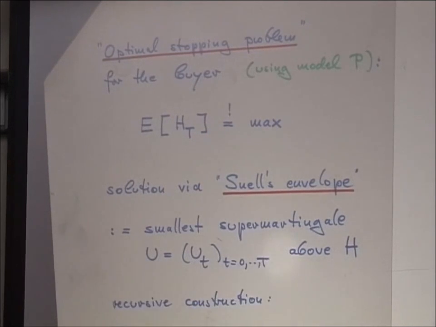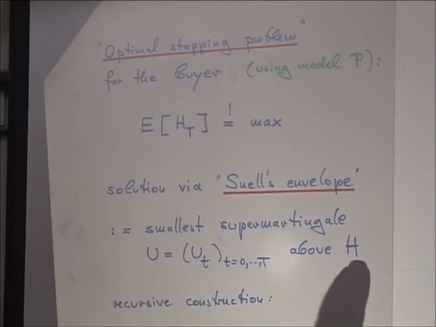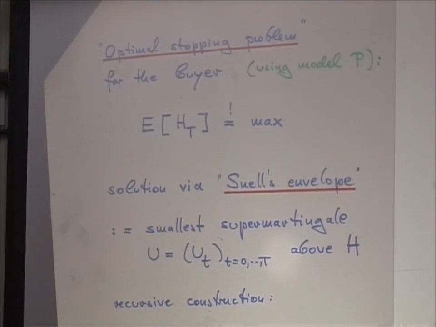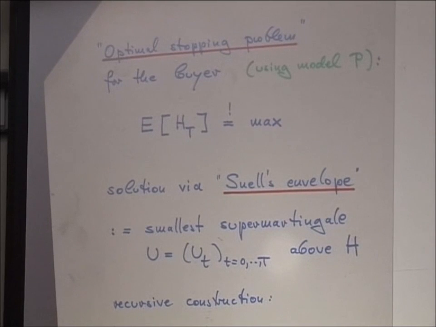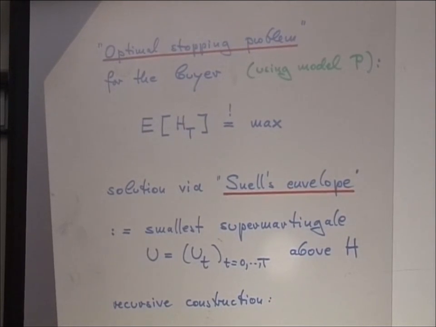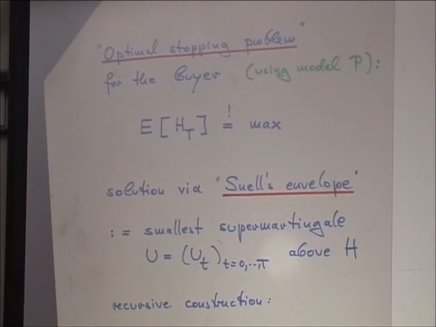You use so-called Snell's envelope, which is the smallest supermartingale above your payoff process. And there is an immediate recursive construction. At the end, you take the final value at the final time, and then working yourself backwards, at each time you take the maximum of the present value. This is what you could get if you would exercise right now.